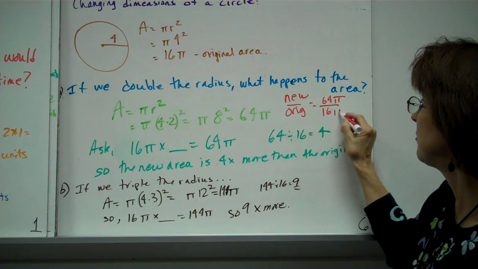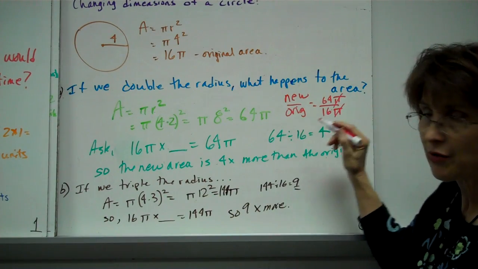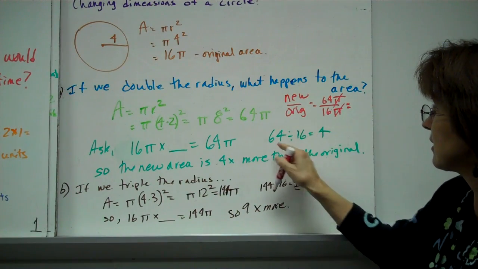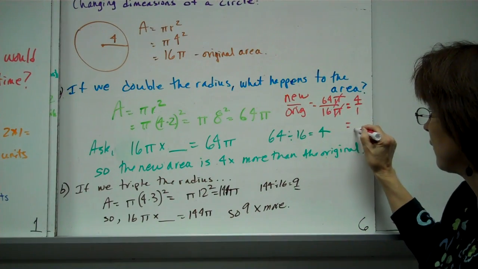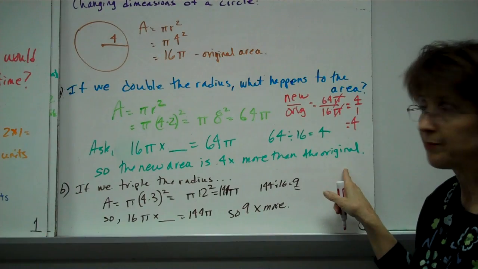The original was 16 pi. Of course, the pi's are going to cancel, which is why we don't have to worry about them. So you think about 64 divided by 16 is 4. So this really is 4 over 1, or simply 4 times more than the original.